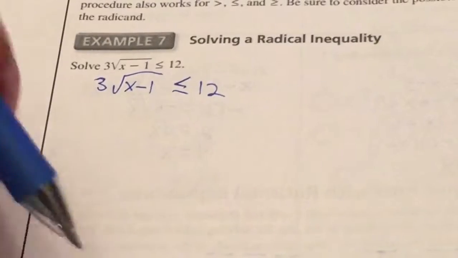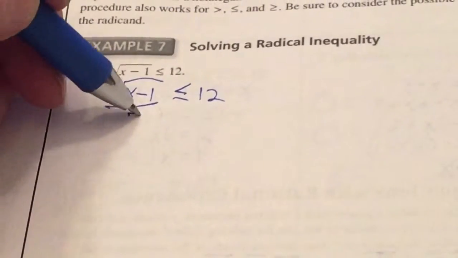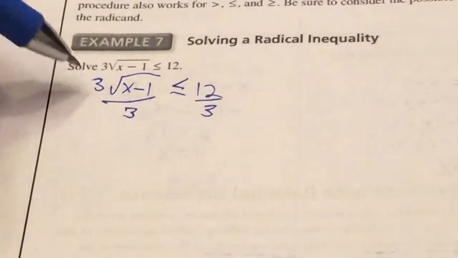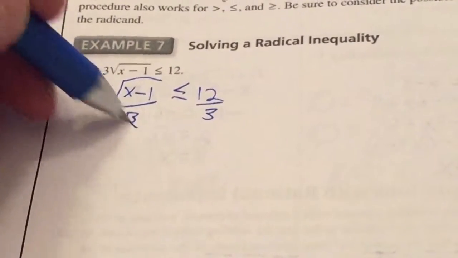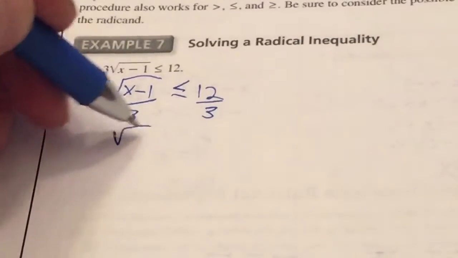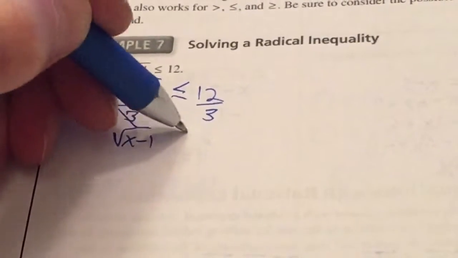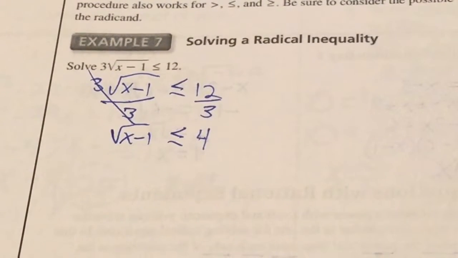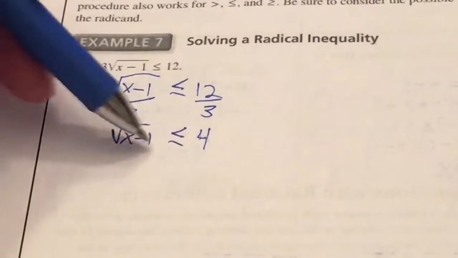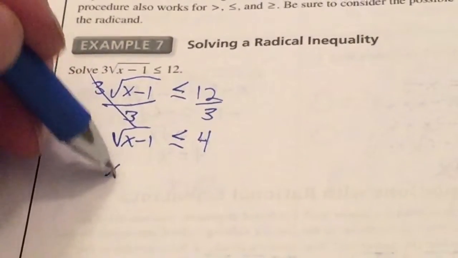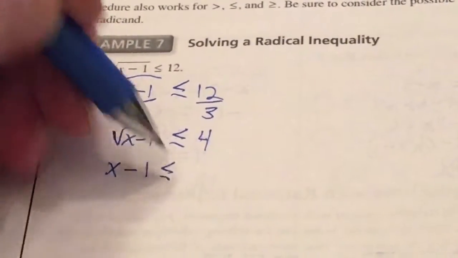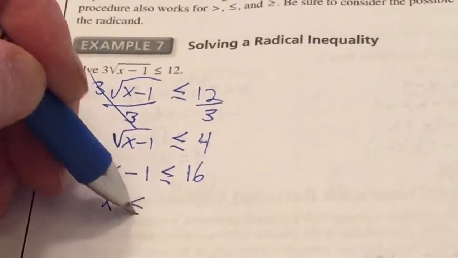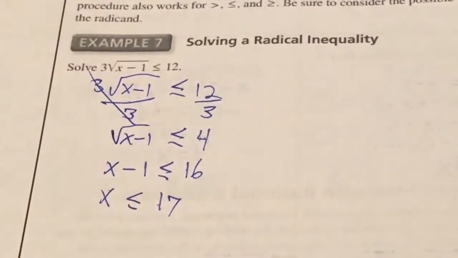and that looks like it's being multiplied by 3, so in order to isolate the radical, we should divide by 3. That'll cross those out. That'll give us the square root of x minus 1 is less than or equal to 4. And if we square both sides to undo the radical, we will have x minus 1 on this side. On this side we'll have 16. And if we add 1, that's 17.